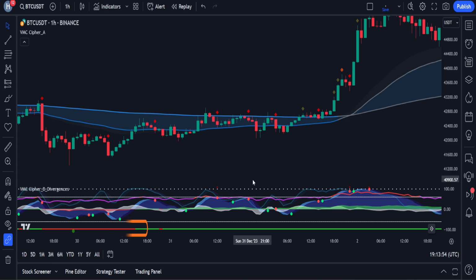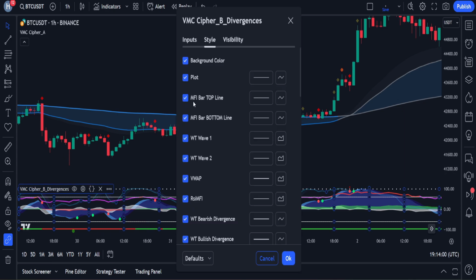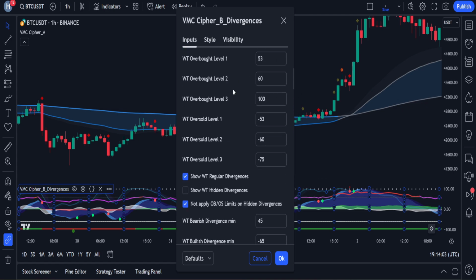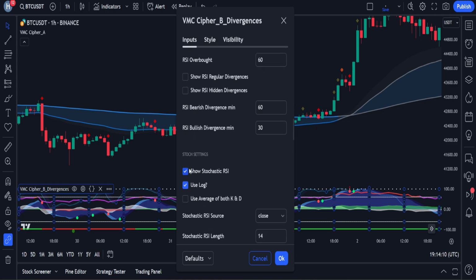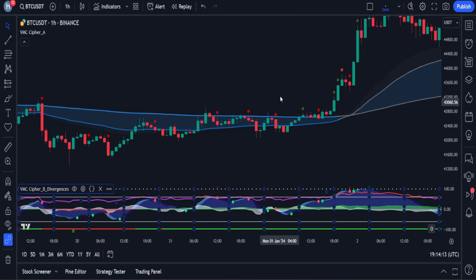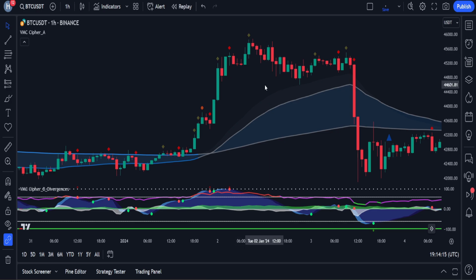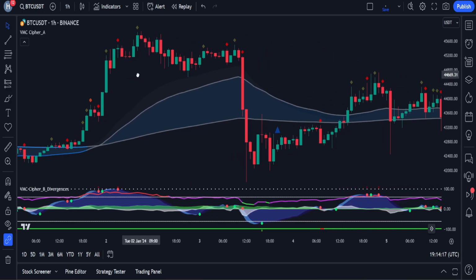So you will likely see a selling bias in the market. Now let's head over to the indicator settings. In the input section, we will uncheck this regular divergence option. And after that, we also have to disable the stochastic RSI. Once you're done, click on OK to save the changes. And this is going to be it for this indicator.